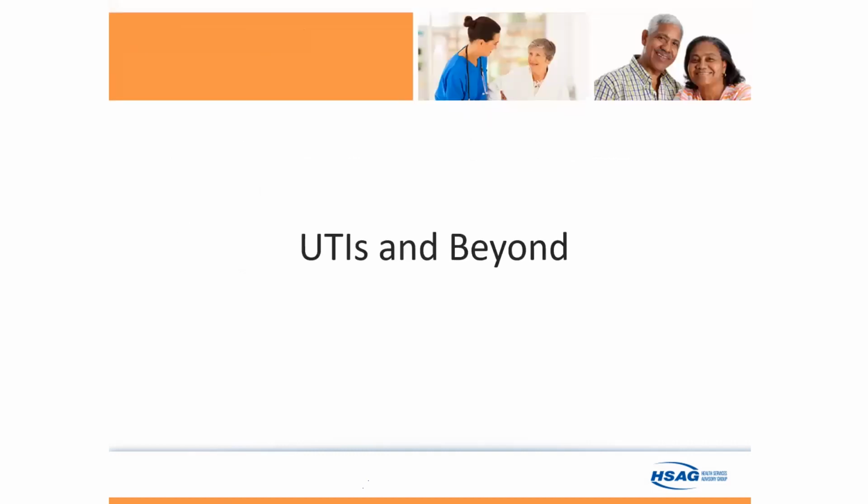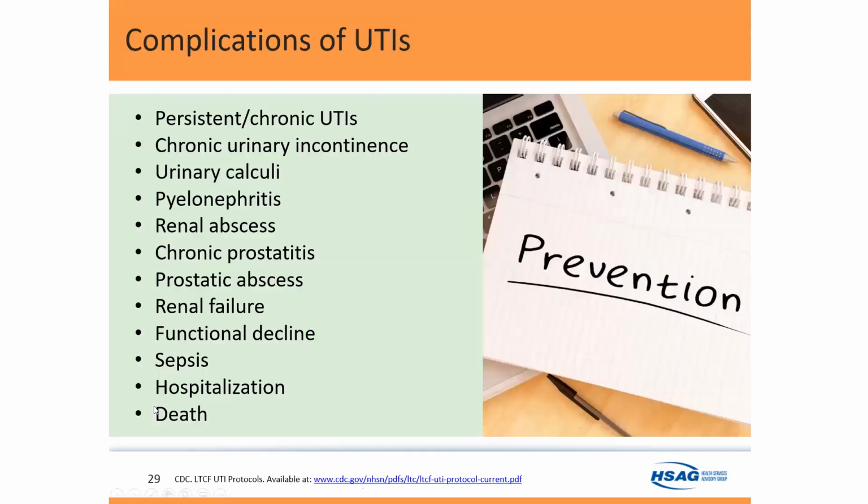UTIs and beyond. Why is it so important to prevent the UTIs? Here's the reason: the complications of a UTI can be extreme. We want to prevent them as much as possible. These include persistent or chronic UTIs, chronic urinary incontinence, kidney stone, pyelonephritis, prostatic abscess, renal failure, sepsis, hospitalization, and even death. So this right here within itself is a key reason why we want to prevent those infections, because ultimately death can occur, right?